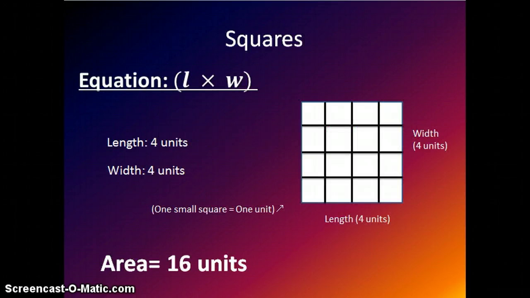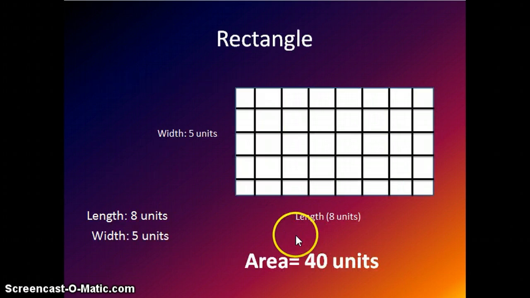So for squares, it's length times width, so the length is 4 units, and one of these small squares equals 1 unit. So length is 4 units and the width is 4 units. So you just multiply 4 by 4 and then you get 16. And then for rectangles, you do the same thing. So the width is 5 of these units and the length is 8 of these units. And when you multiply them by each other, the area is 40 units.